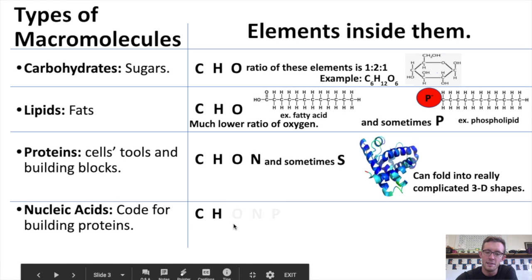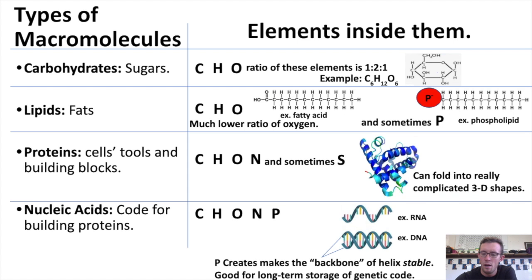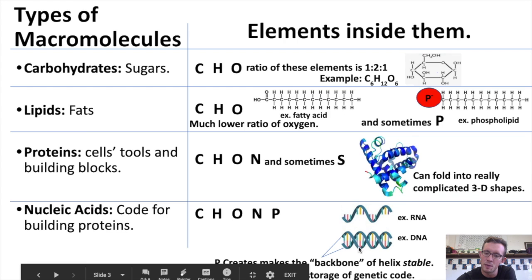And then last but not least, the nucleic acids have carbon, hydrogen, oxygen, nitrogen, and phosphorus. And so the 2 main categories of nucleic acids are RNA and DNA. And it's the phosphorus inside of the backbones of these molecules that can help make them stable, which is good for long-term storage of genetic code. And when we say backbone, we're talking about the outside edge of this helix here.